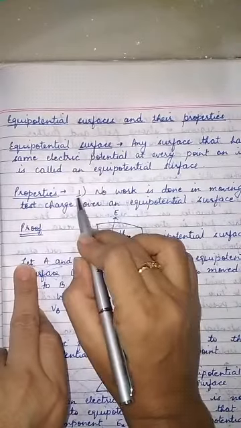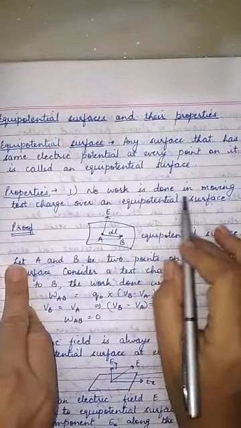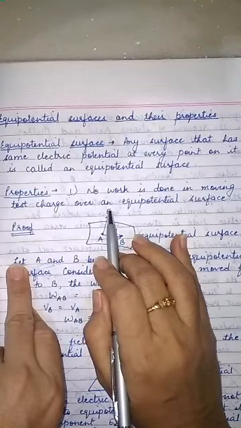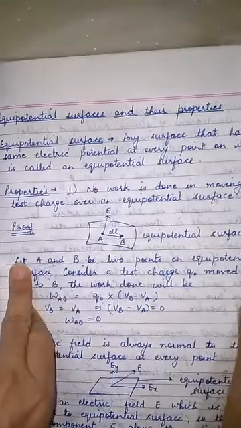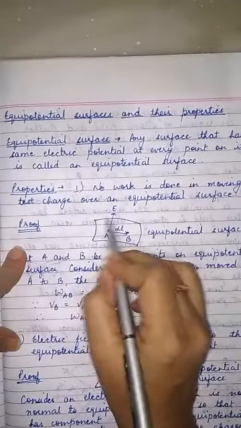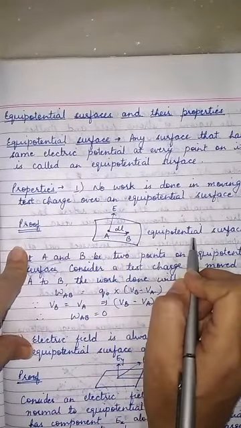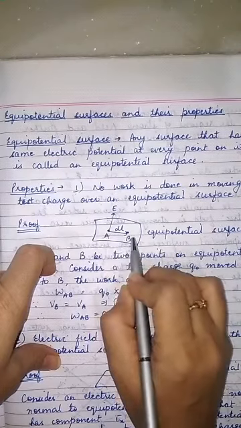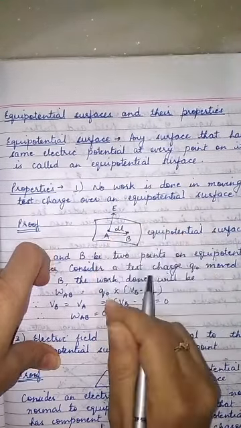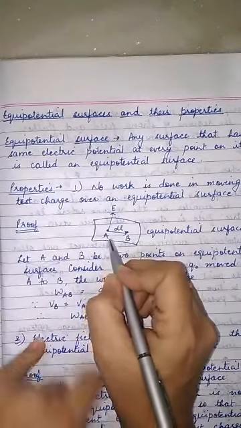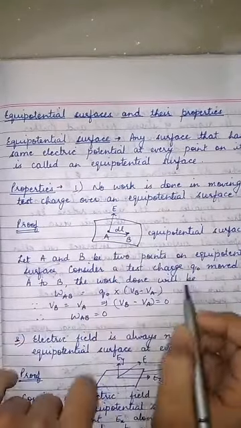First property: no work is done in moving a test charge over an equipotential surface. We can prove this point. Now consider an equipotential surface. There are 2 points A and B on this surface, and E is the direction of the electric field, and we have to move a charge from point A to B.